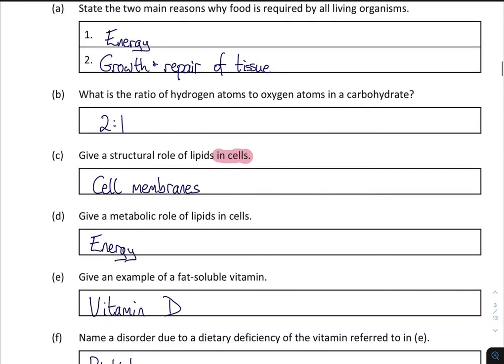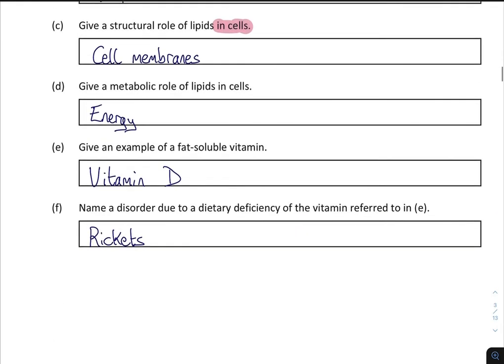Give a metabolic role of lipids in cells. A lot of students got caught on that one too, but it's the same thing as carbohydrates: to provide energy. Give an example of a fat-soluble vitamin. Well, you've only got 2 vitamins to learn off, vitamin C and vitamin D. I always think of vitamin C being sea, so being water, and therefore water soluble, and therefore vitamin D is fat soluble. And in this order there is rickets.